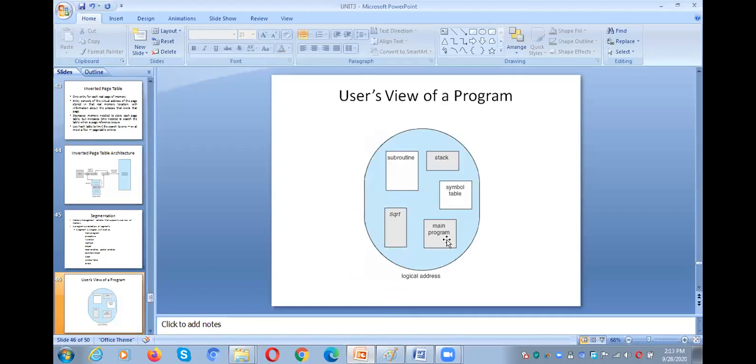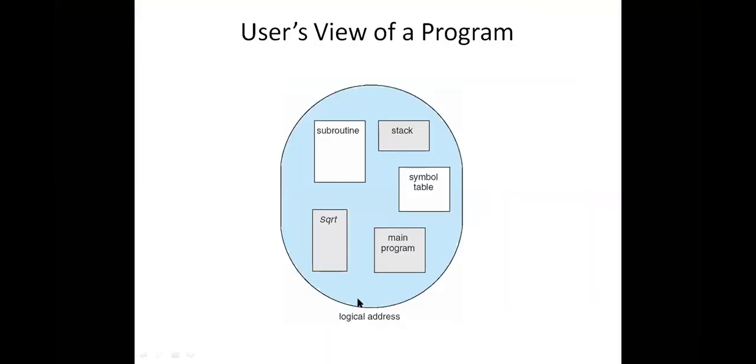So this is the user view of a program. The logical address space, that means a process, is divided into segments. Follow the cursor, please. Subroutine means function; another name for a function is subroutine. A process may have a main program, a square root function, a symbol table, a stack for storing temporary parameters, and any other subroutine or function like square root. So this is the user view.